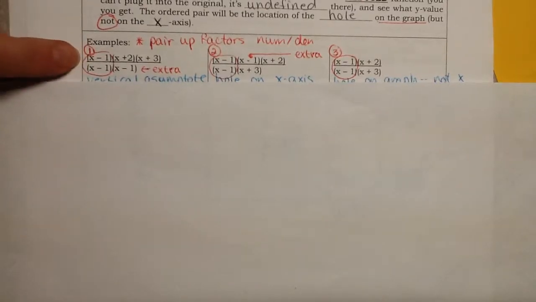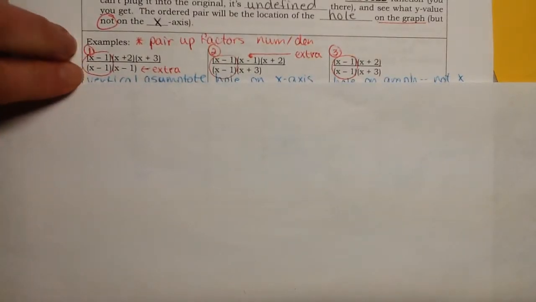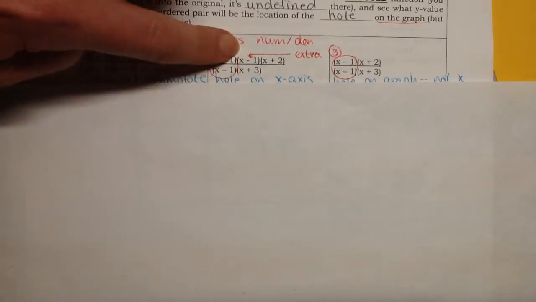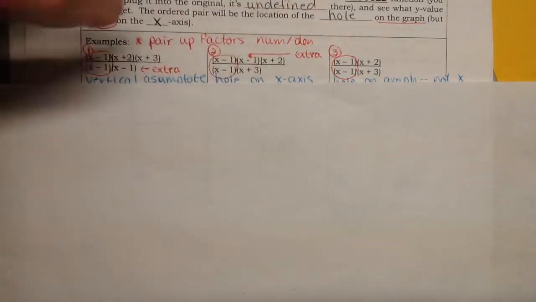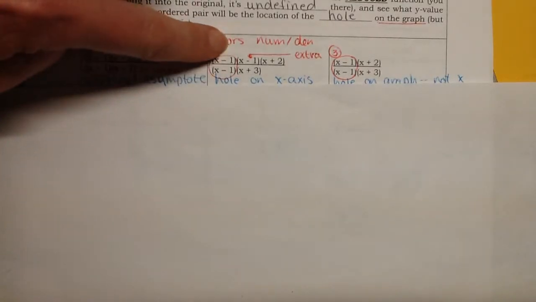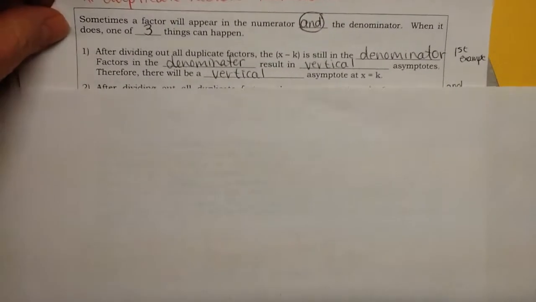You can have a 1 for 1, where they have the same number. You can have where they pair up and there's an extra one in the denominator. This one's pair up, extra one in the numerator. And this one is where they pair up and there are no extra ones. So we need to talk about each case.